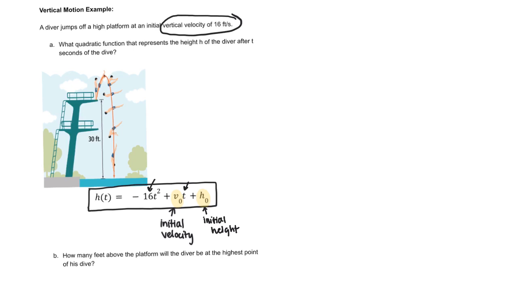So we want to write a quadratic function that represents the height of the diver after t seconds. So I'm going to use this general form. I'm always going to have the negative 16t squared. Then I'm going to add the initial velocity, which they told us was 16 feet per second. And then I put a t after it. And then I need my initial height. Well, they didn't tell me my initial height, but in looking at the picture, I can see that the platform was 30 feet high. So I'm going to put a plus 30. So this is the equation that models this diver's path.